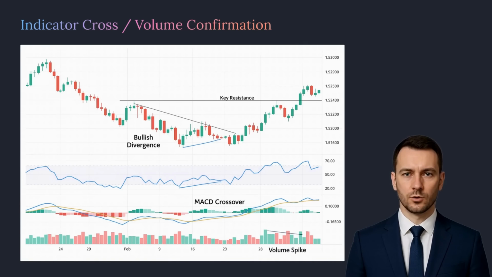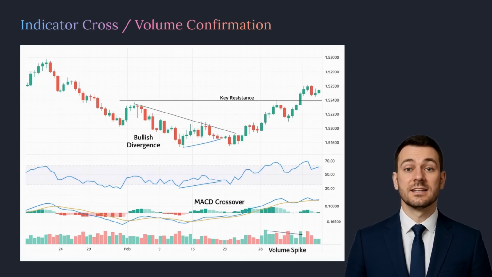Indicator cross or filter. Some traders use a secondary indicator for confirmation. For example, they might wait for the MACD to turn up or a moving average crossover after an RSI divergence appears. Or they look for increased volume on the breakout move. These additional indicators can add confidence, though be careful not to add too many requirements, which could cause you to miss trades.